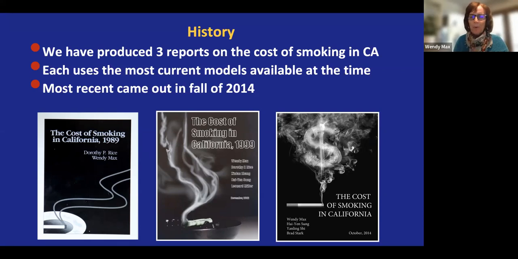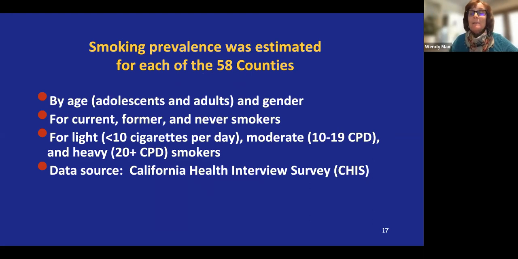But we produced three different reports. They look very similar, but they're actually based on very different methods because the data have gotten better over time, and our understanding of how to work with the data and the methodology has improved. So each time we've used the most current methodologies available to us. We came up with estimates for each of the 58 counties in the state. We look separately at adults and adolescents, at different genders, and at current, former, and never smokers, and light, moderate, and heavy smokers, as I mentioned. This information comes from the California Health Interview Survey.